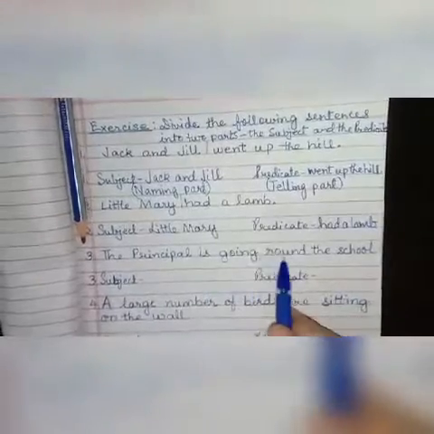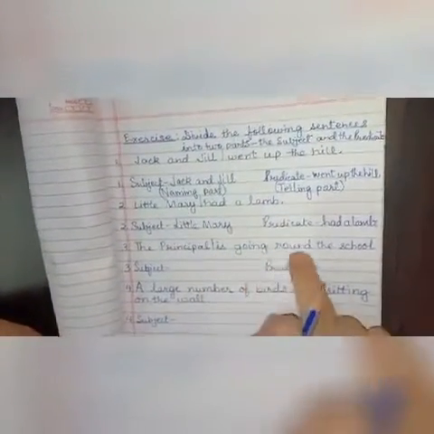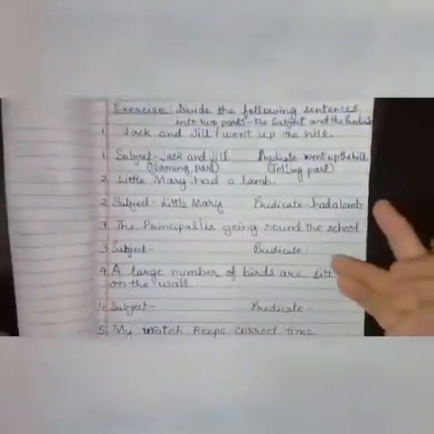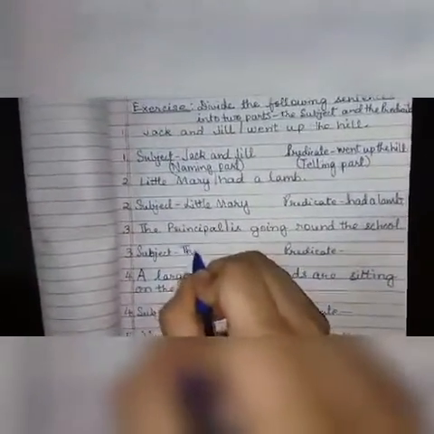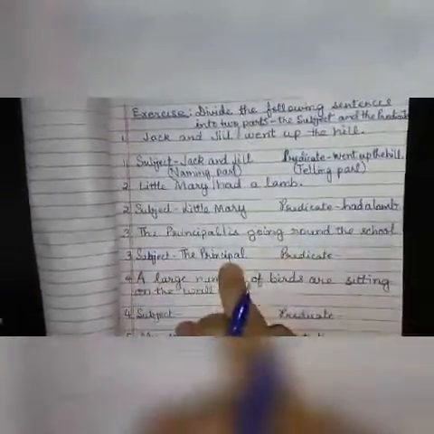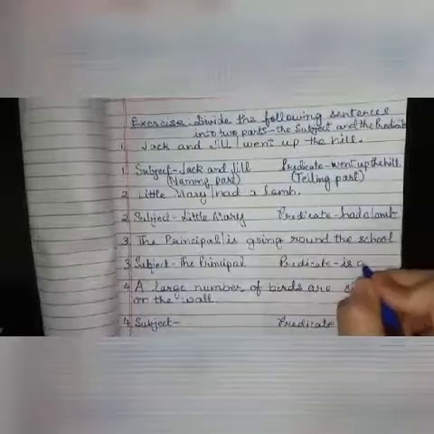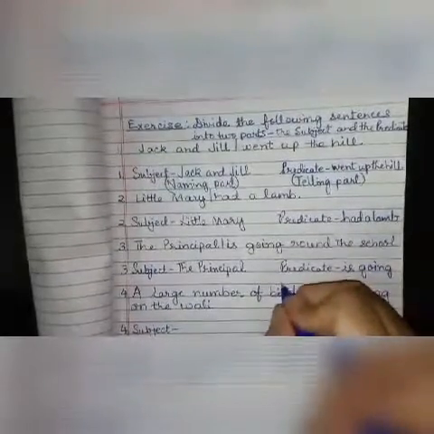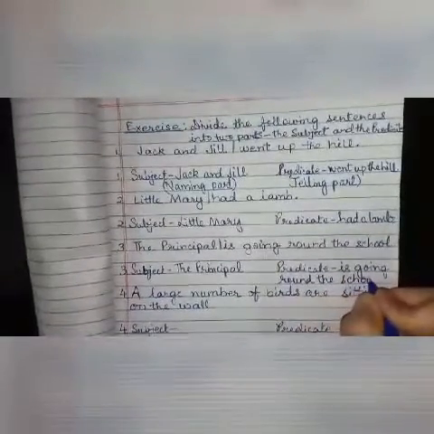The principal is going round the school. The third sentence. The principal is the naming part here and is going round the school is the telling part. What is he doing? He is going round the school. So the principal is the naming part here and will be in the subject category. The principal is the subject and is going round the school will be the predicate. I hope I am making it clear, children.